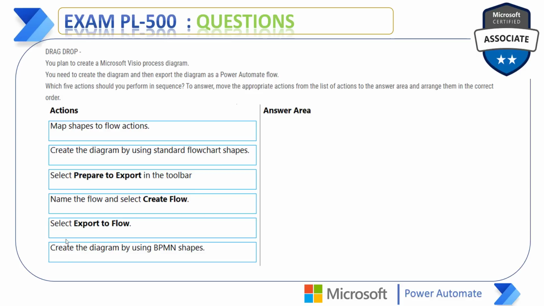The first one is that we create the diagram by using BPMN shapes. At the second step, we select Prepare to Export in the toolbar, as we have seen. And then at the third step, we map the shapes to flow actions. That is my third one. And the fourth one, I'm going to select Export to Flow, because we have to export to the flow. And finally, we give the name of the flow and select Create a Flow to create the Power Automate cloud flow. These are the 5 actions which we are going to perform in sequence.